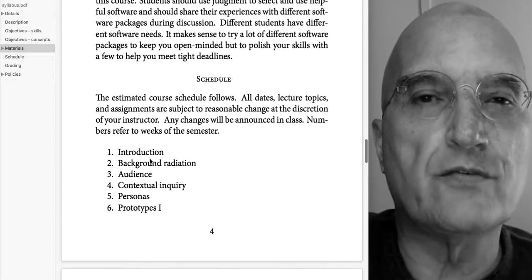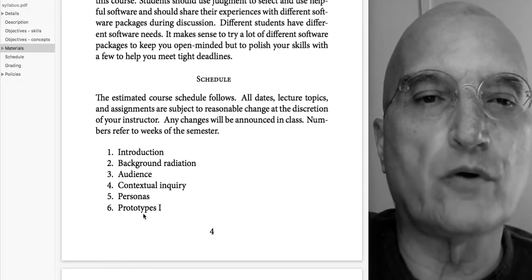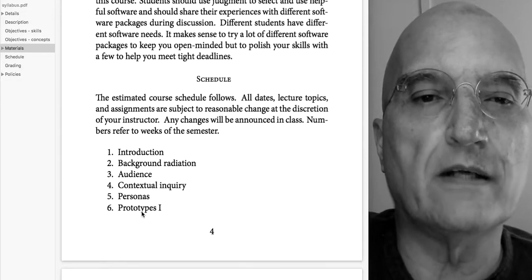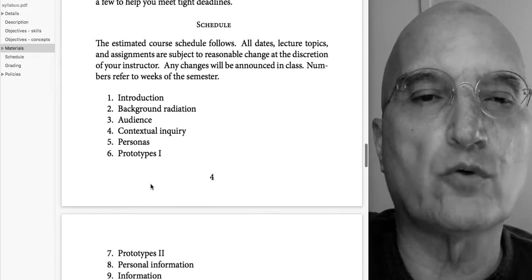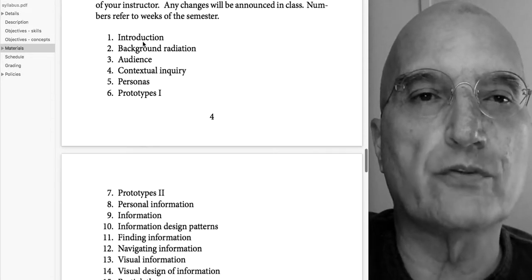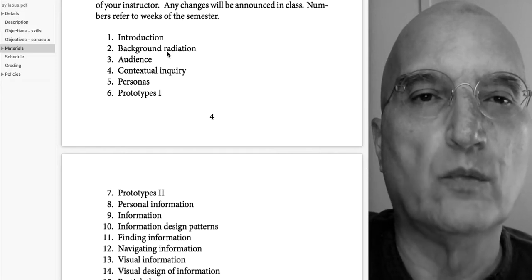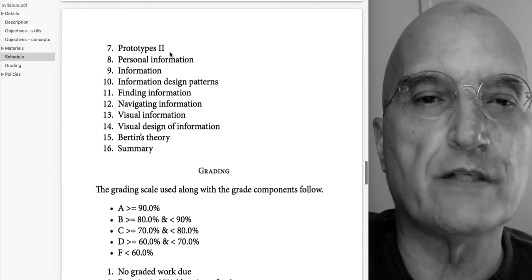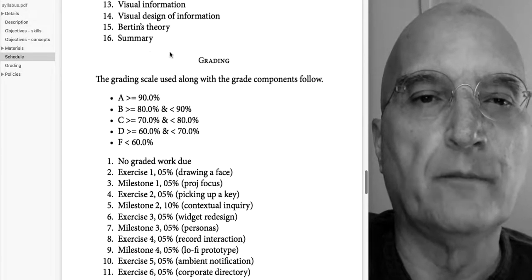Okay, so here's the schedule, and this schedule corresponds to the study guide that I mentioned. This schedule corresponds to sections in the study guide, and these are week numbers. So on week number 1, we're just doing the introduction. Week number 2, we're talking about the background radiation of the HCI universe, and so on.